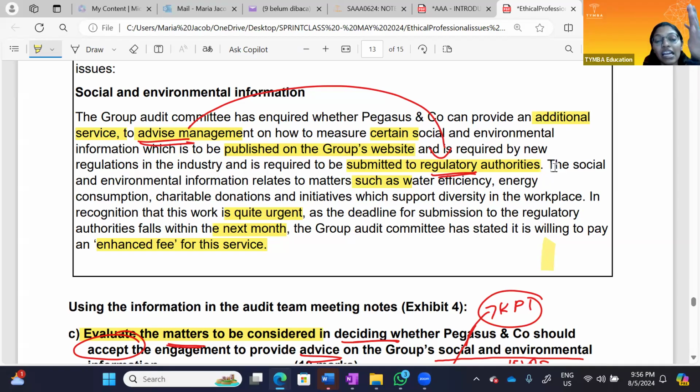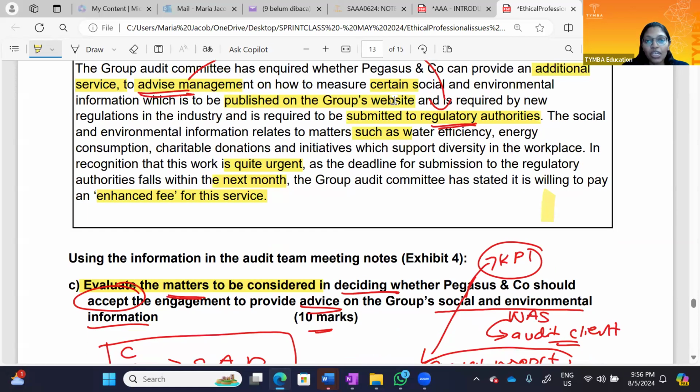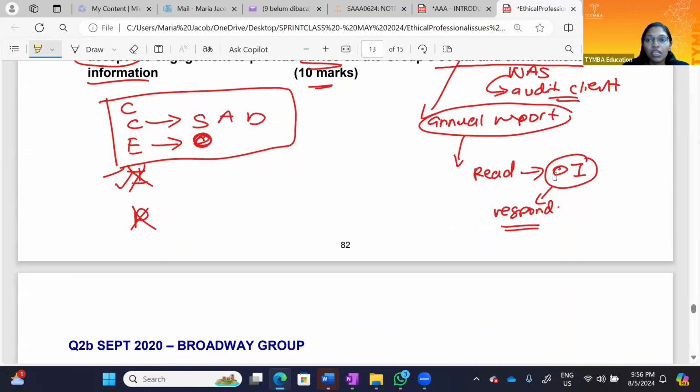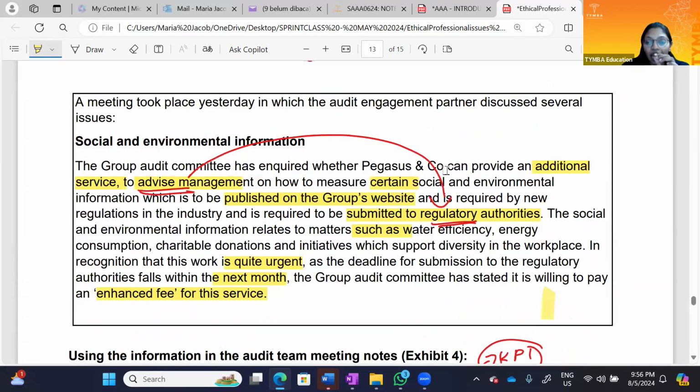If it does, then I have to do it even faster, because I have to advise, and then they have to go through the assurance stage, and then they need to submit it. So all of this needs to happen next month. It is quite a tight deadline. So these are the things that we want to discuss, and the fact that they're going to put it on the group website, we can talk about the information part and the self-review threat.